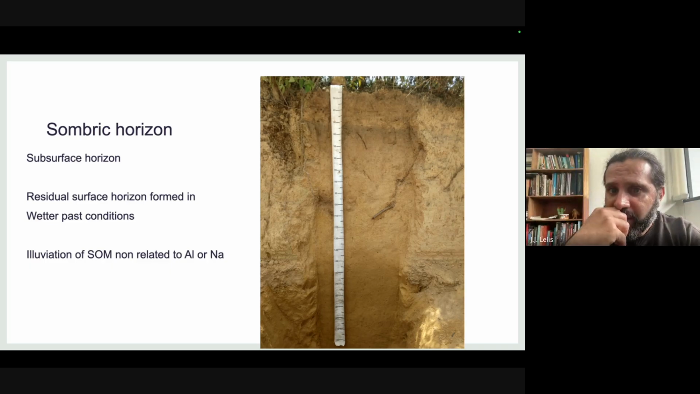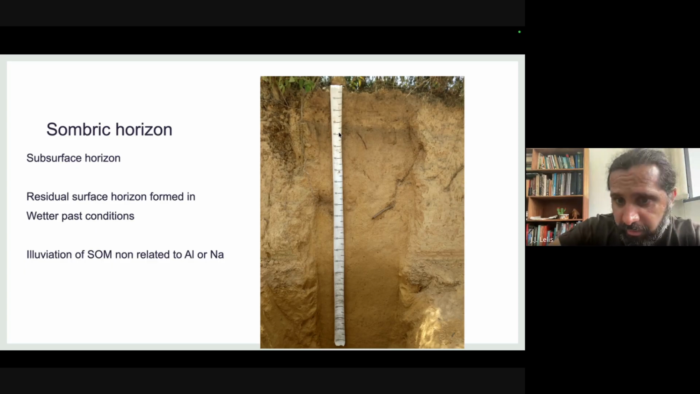So I can see, for example, in this specific photo, between 30 and 40 centimeters, a darkish color, and this darkish color is a sunbreak horizon because it's not something that's connected to aluminum migration or iron migration or sodium content. The high sodium content could induce the formation of the network horizon. It's not this case because the sodium content is quite low.